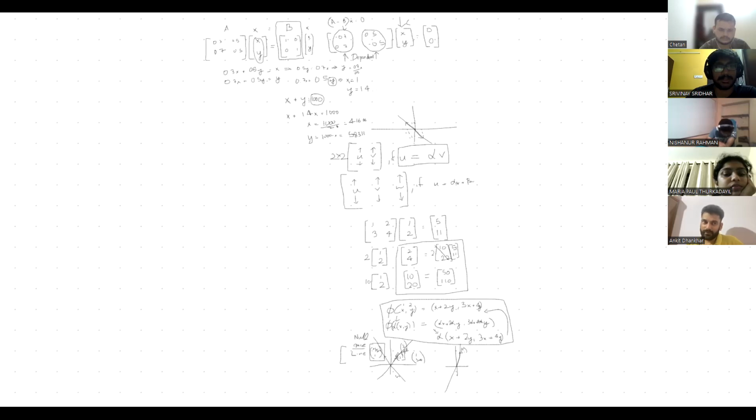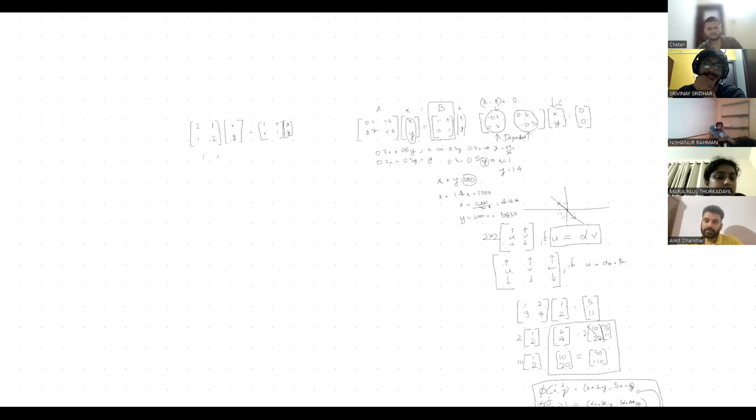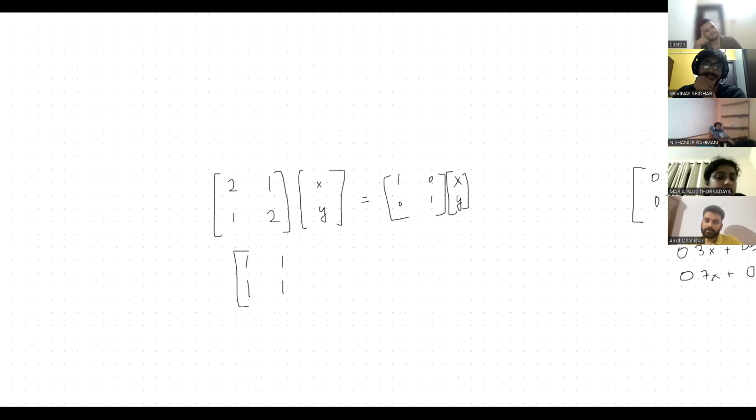I'm writing it somewhere else. So you're telling me to take 2, 1, 1, 2. Now the column vectors are independent. First thing, we got A times x should get x, which we can write as identity times x on the right side. Now, if we still do the subtraction, it becomes 1 1 1 1. They become dependent again.